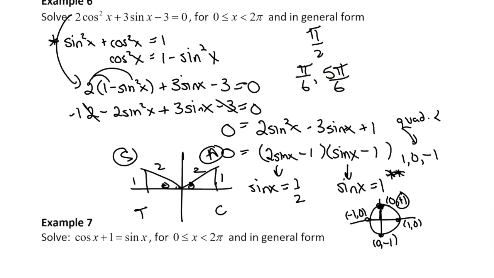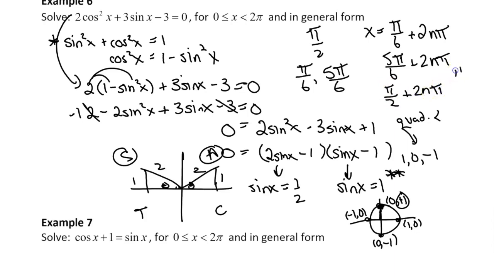And then once again, you can write your general form. You could say x equals pi over 6 plus every 2n pi, 5 pi over 6 plus every 2n pi, and pi over 2 plus every 2n pi.